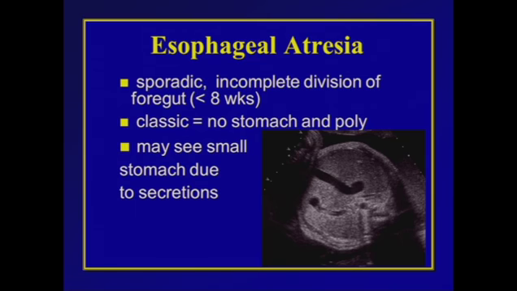Esophageal atresia is a sporadic, incomplete division of the foregut. It happens very early in gestation at under 8 weeks. The classic finding is absent stomach with associated polyhydramnios. However, in some fetuses, secretions in the stomach can fill the stomach up enough so that you do appreciate a small stomach, as we did in this fetus with esophageal atresia.